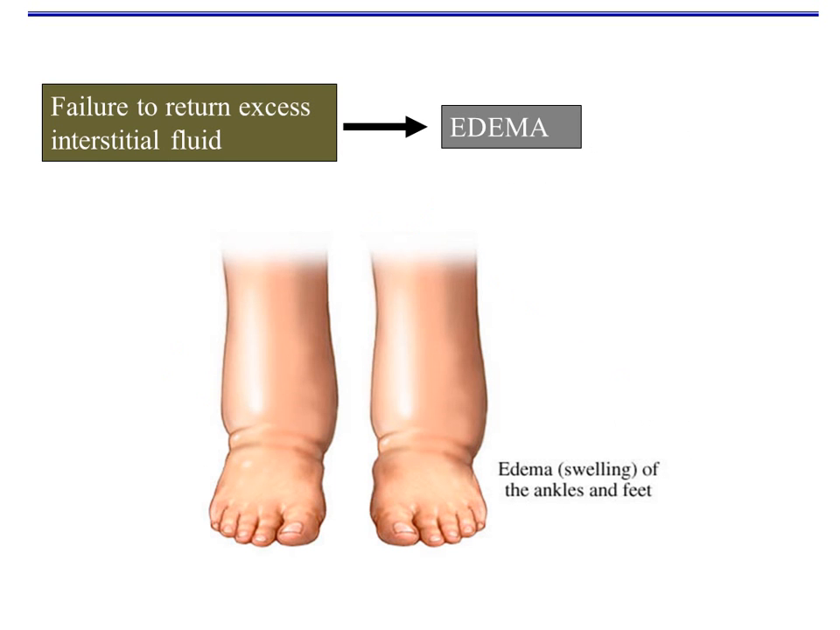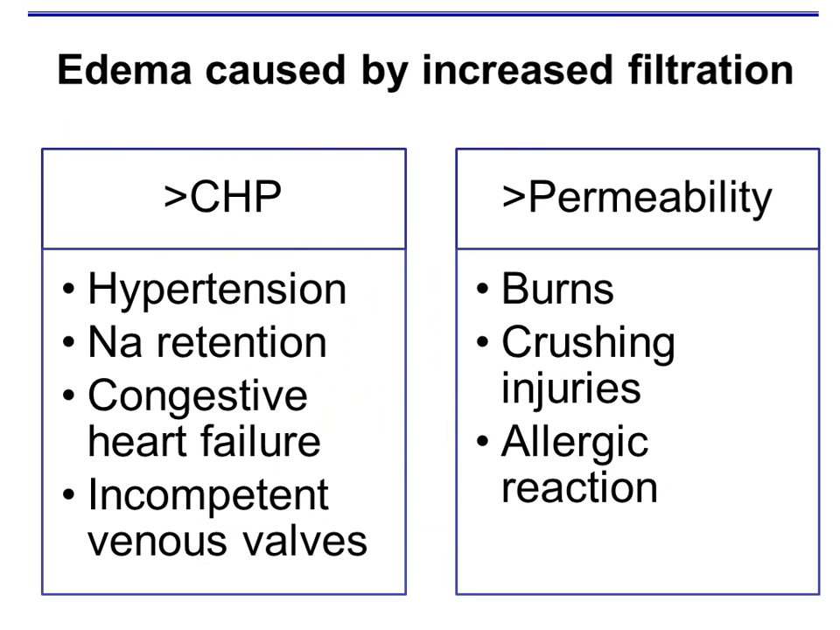In lecture, we talked about edema. It really is the failure to return excess interstitial fluid, and it begins to collect. Here's a few things that could cause too much filtration. People who have hypertension tend to get edema because their pressure is already high. So that means their capillary hydrostatic pressure at their arterial end is way too high, so you get tons of filtration.